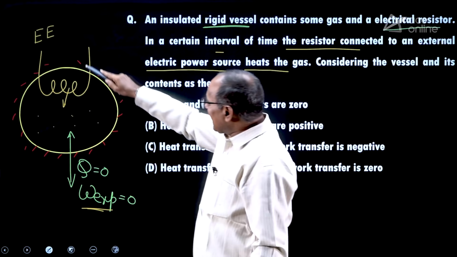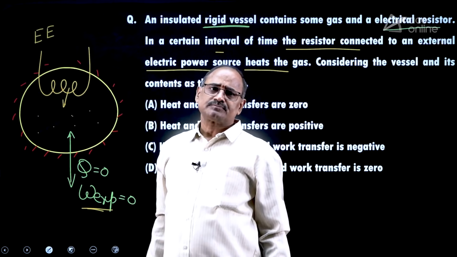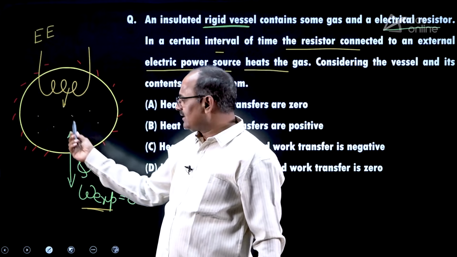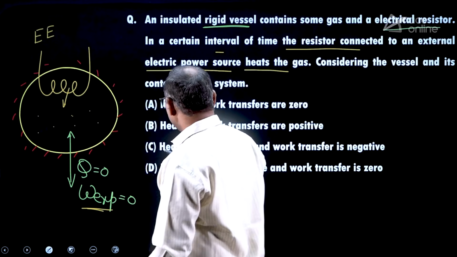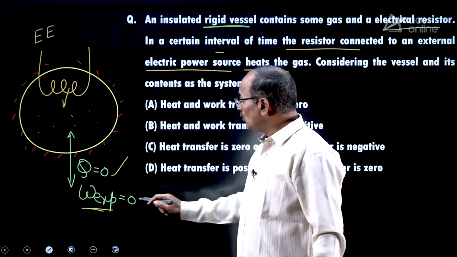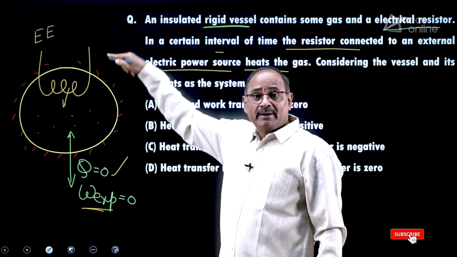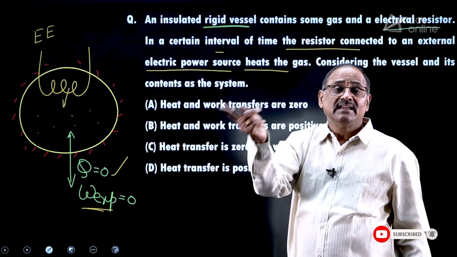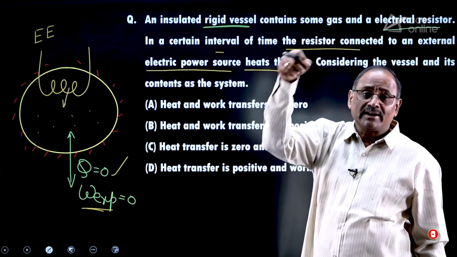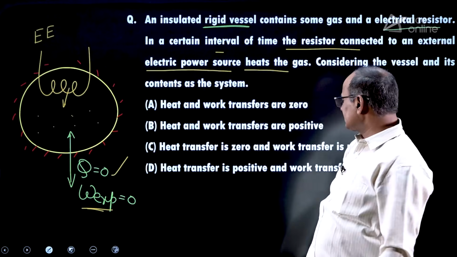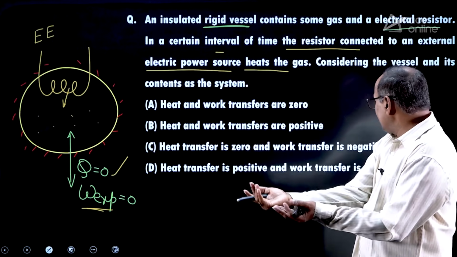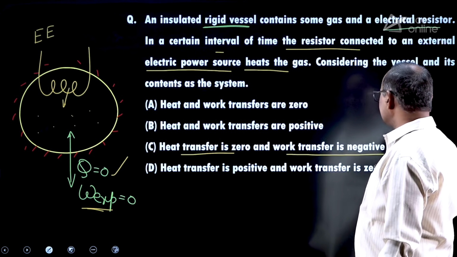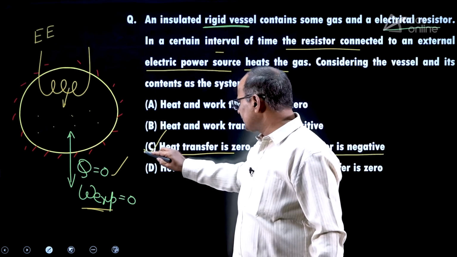Here work energy is entering into the system due to the electrical voltage potential difference, and that is taken as negative work. Therefore, heat transfer Q is 0, expansion work is 0, but electrical energy is entering the system, and that is taken as work energy entering the system. Work energy entering the system is negative, work done on the system is negative. Therefore, heat transfer is 0 and work transfer is negative. Option C is absolutely correct.